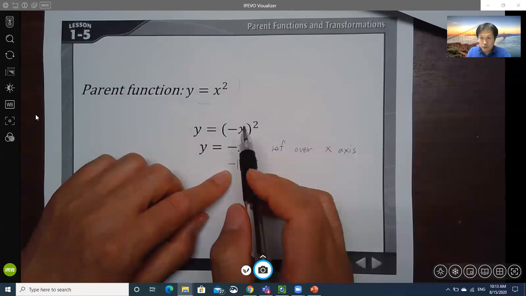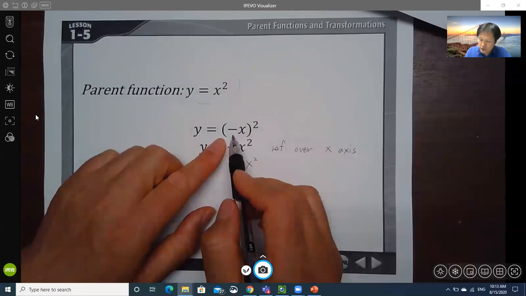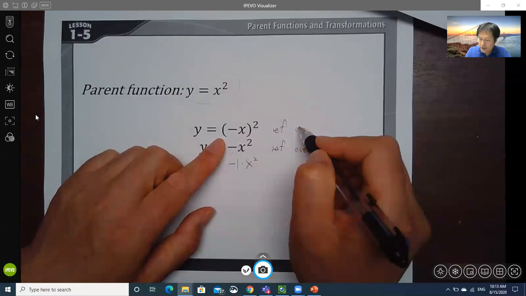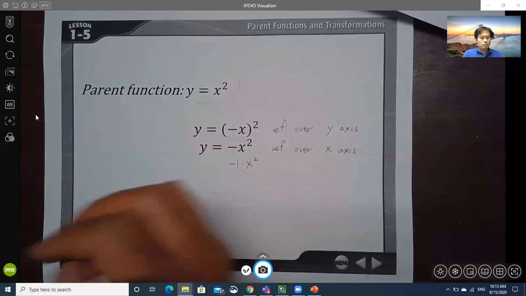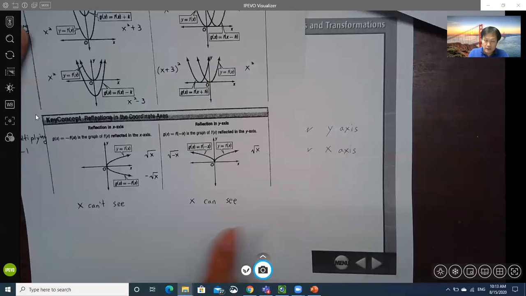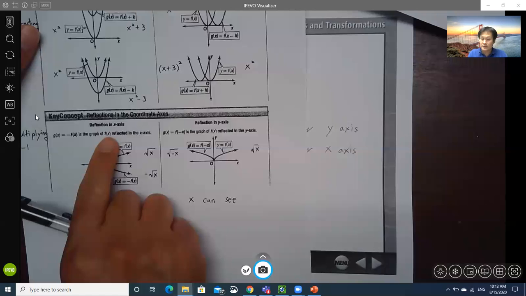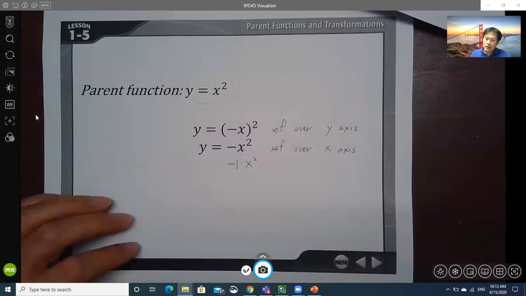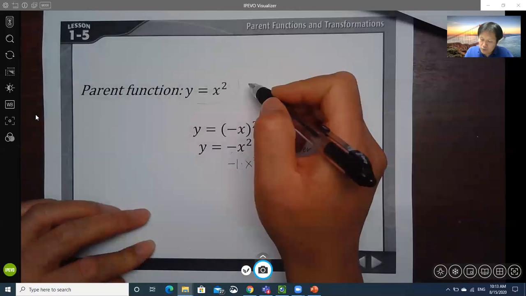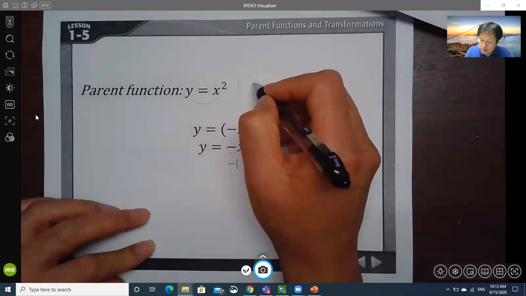X can see -1? Yes. That's a reflection over the y-axis. So you have to just memorize it. X cannot see it, reflection over the x-axis. Okay? Graph-wise, this original graph looked something like this.